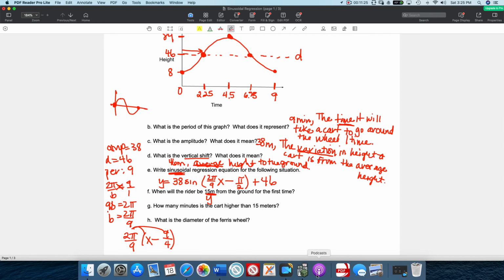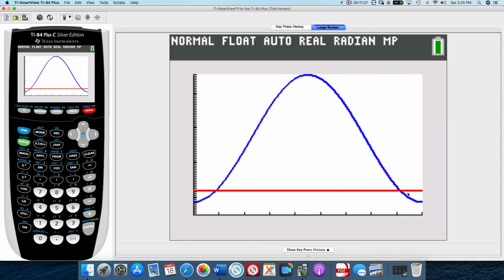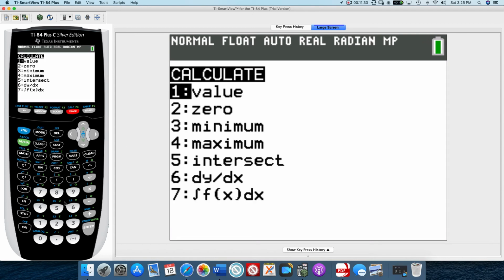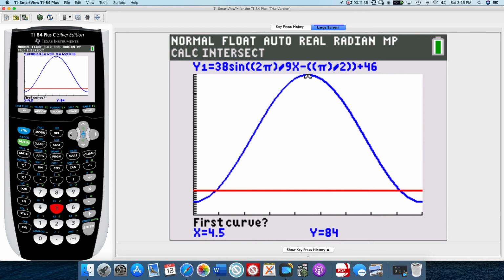Because remember, this is just going to keep repeating. Well, the first time would be right here, so I need to find that intersection. So second trace, number 5. And you need to arrow down closer to the other one. That probably will work. And then enter, enter, enter.